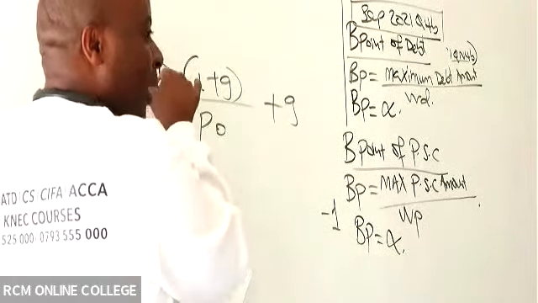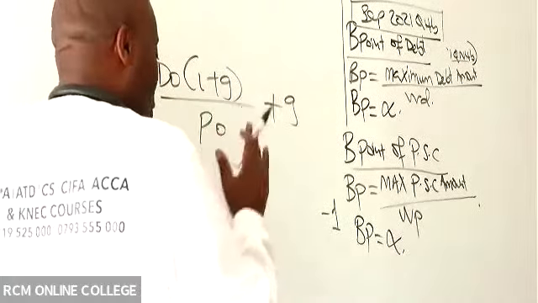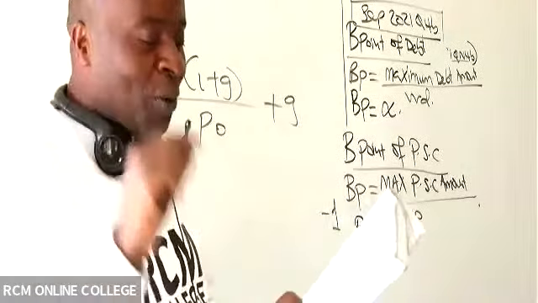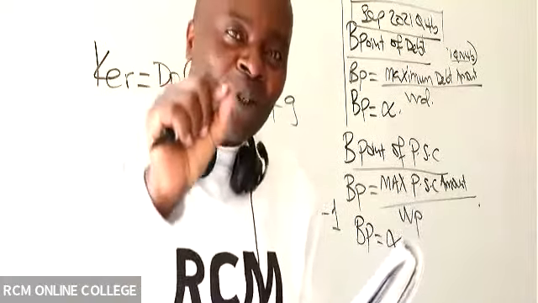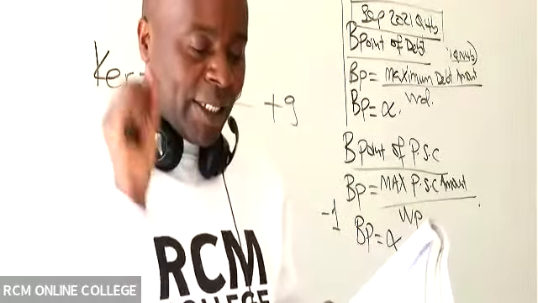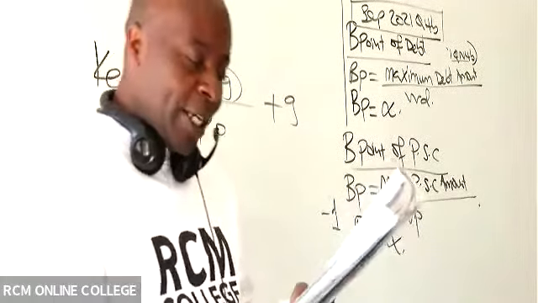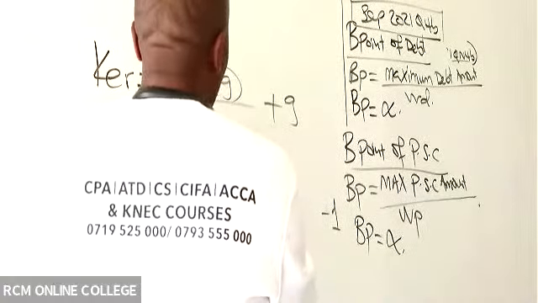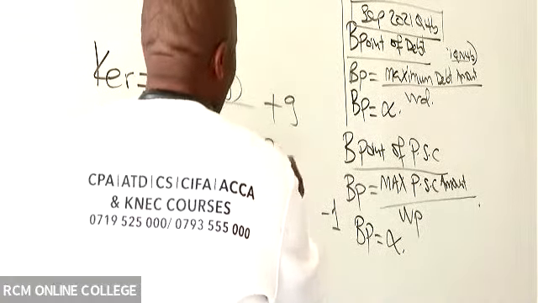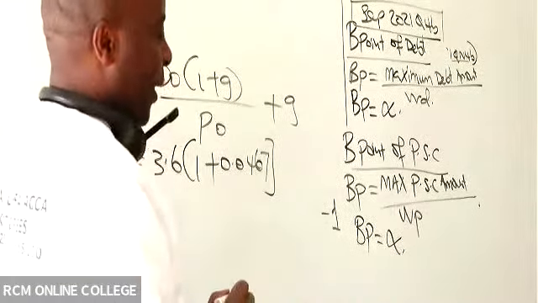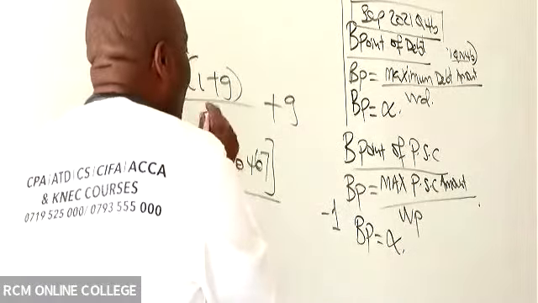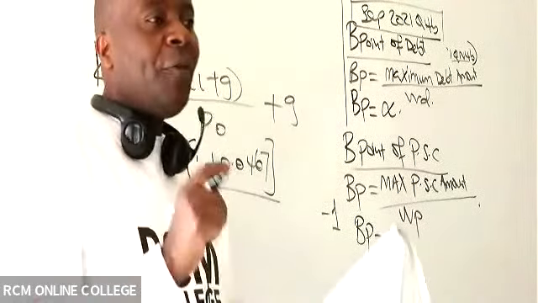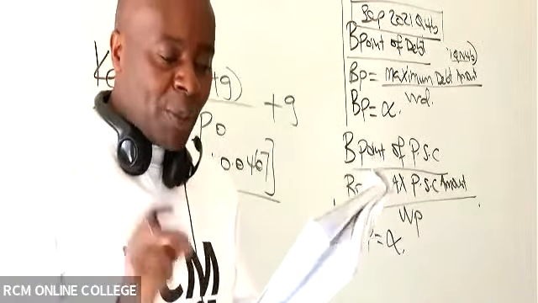When I come to the formula, use the most recent because it is forward ever, backward never. We only use those old dividends for purposes of computing G. Otherwise, just like in valuation, it is forward ever, backward never. Into 1 plus the growth rate, which we got as 0.0467, over P0. P0 is the current market price per share.